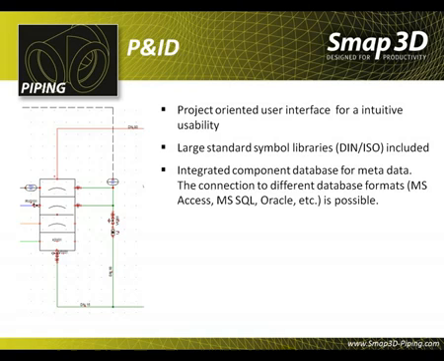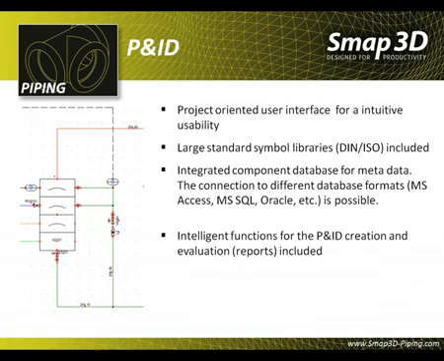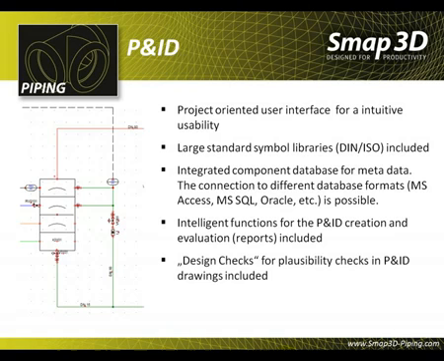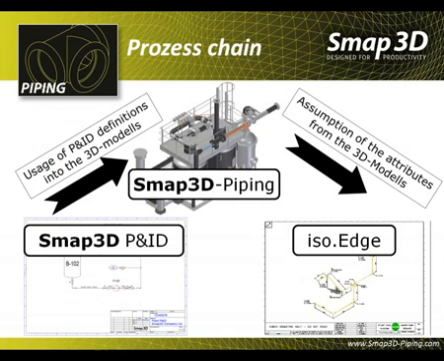This database is delivered by default in Microsoft Access format, but it is also possible to connect to different database formats if required. A lot of intelligent functions for the P&ID creation and the evaluation of the P&ID drawings support the user. Before the creation of P&ID drawings has finished, a user can use design checks to check the plausibility of his drawings. The next product in the process chain, Smap 3D Piping, also provides a lot of benefits.